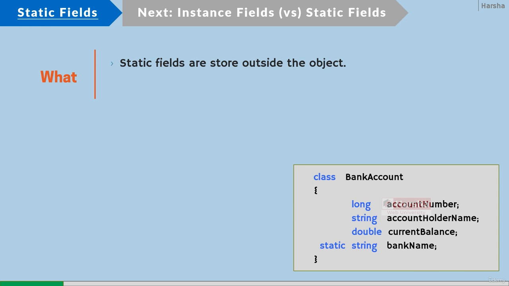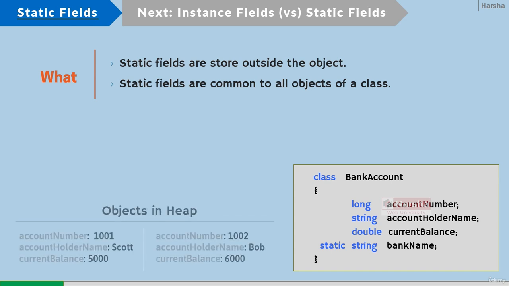In this case, inside the class memory, all the static fields are stored, because static fields are common to all the objects of a class. So whenever you want to store some common data that belongs to all objects of the class, then you require to use the static fields.